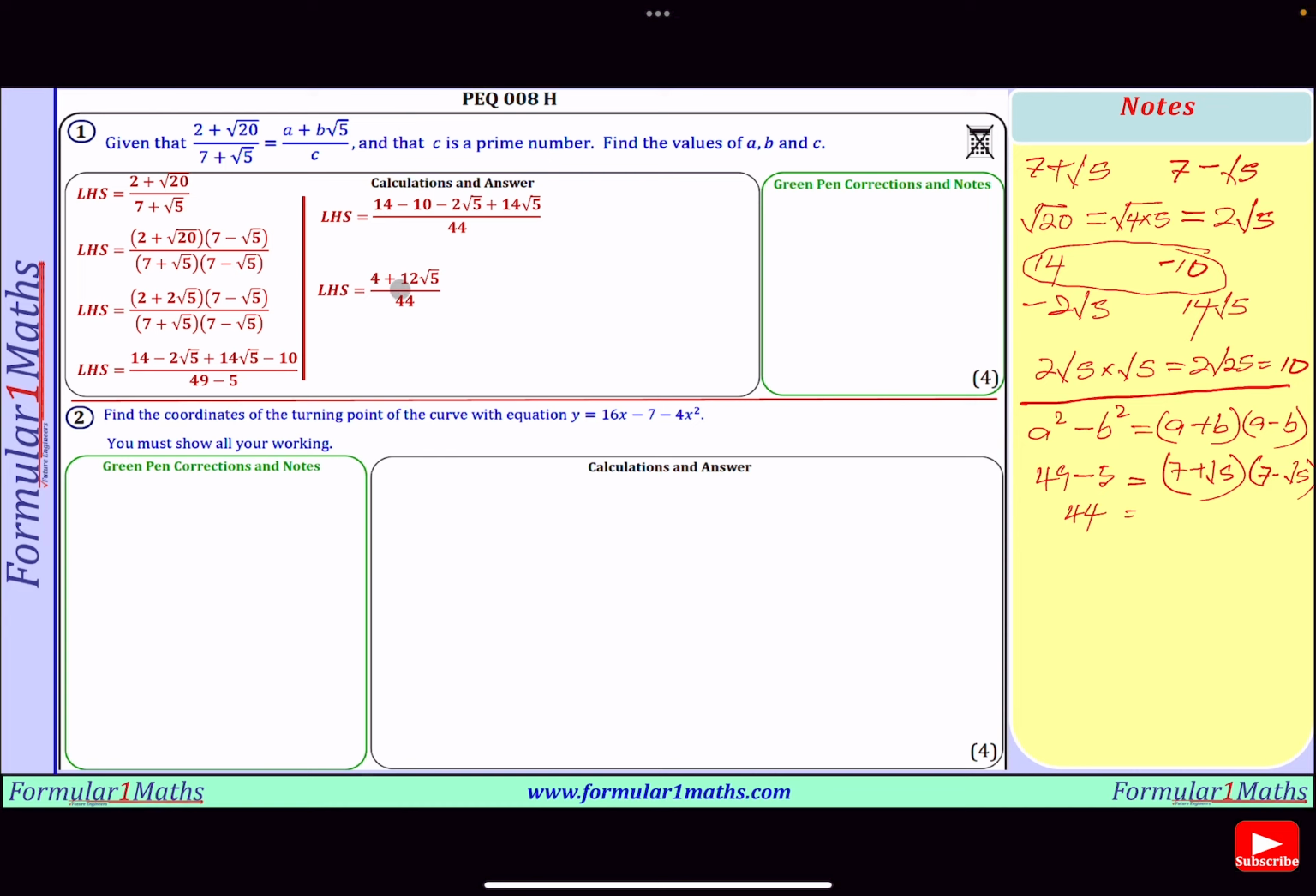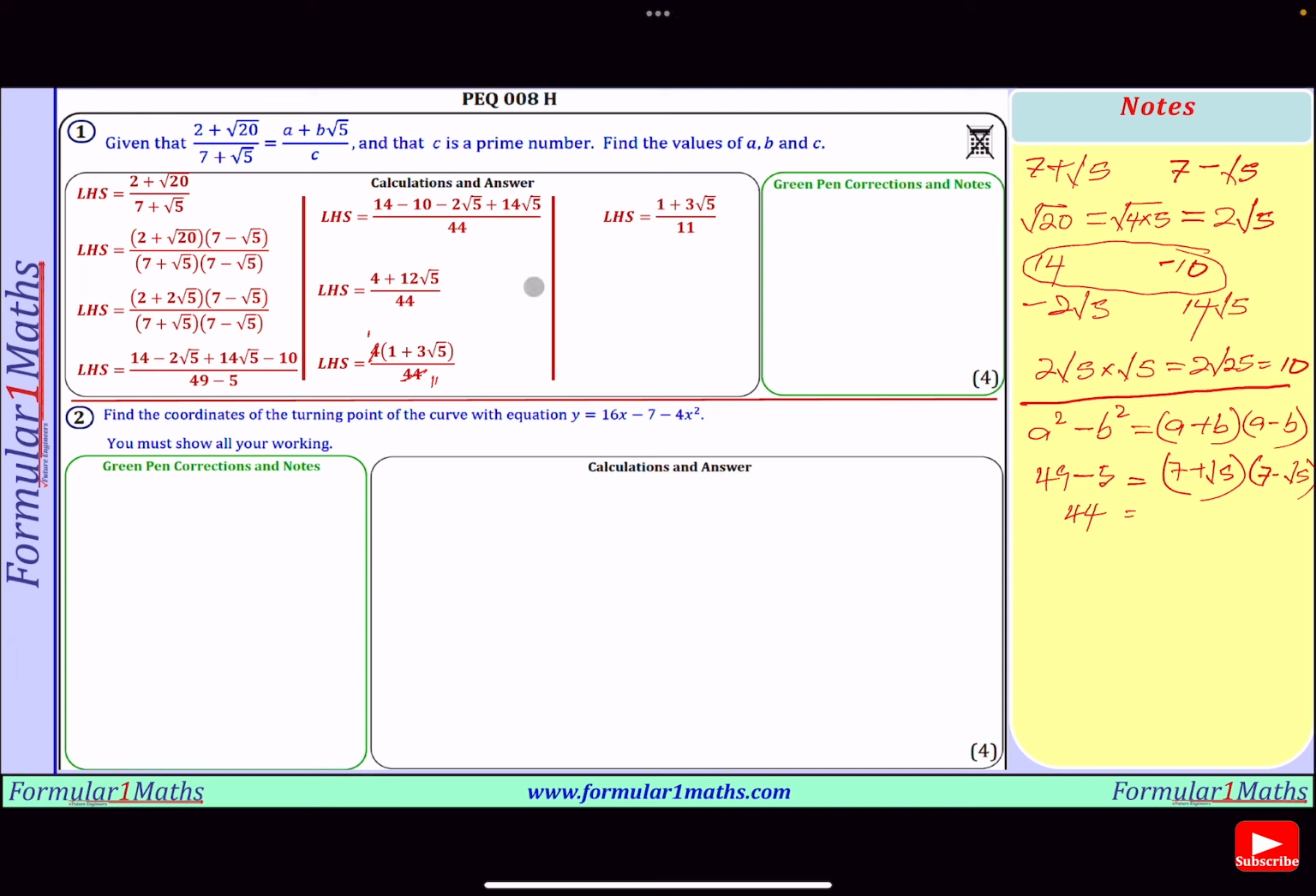And so factorizing 4 out, we are going to get 4 brackets 1 plus 3 root 5 over 44. I can now simplify this fraction by dividing numerator and denominator by 4. So if I do that, 4 goes into 4 once and 4 goes into 44 eleven times. And so finally, I have the left-hand side being equal to 1 plus 3 root 5 over 11.